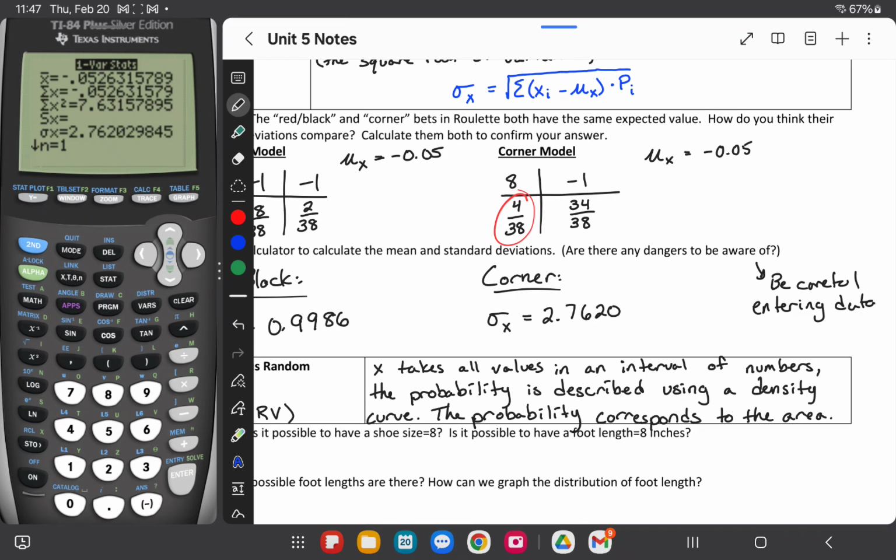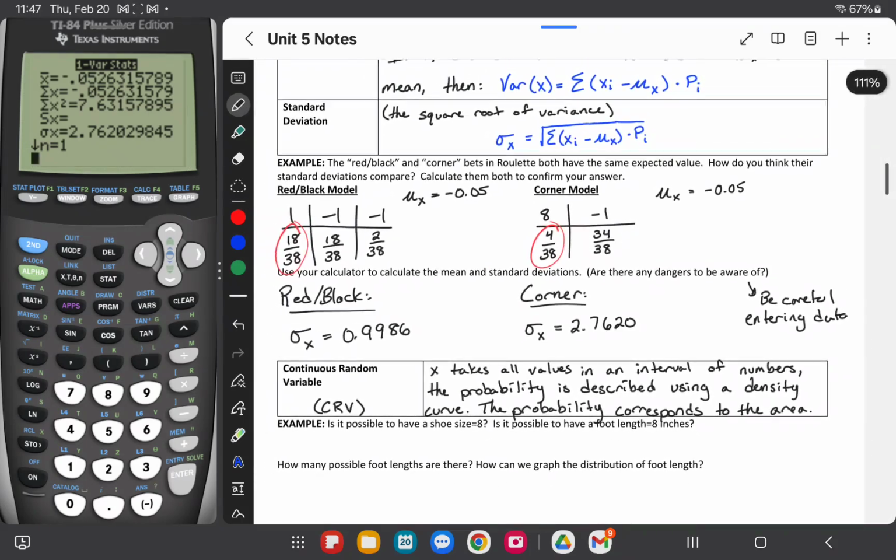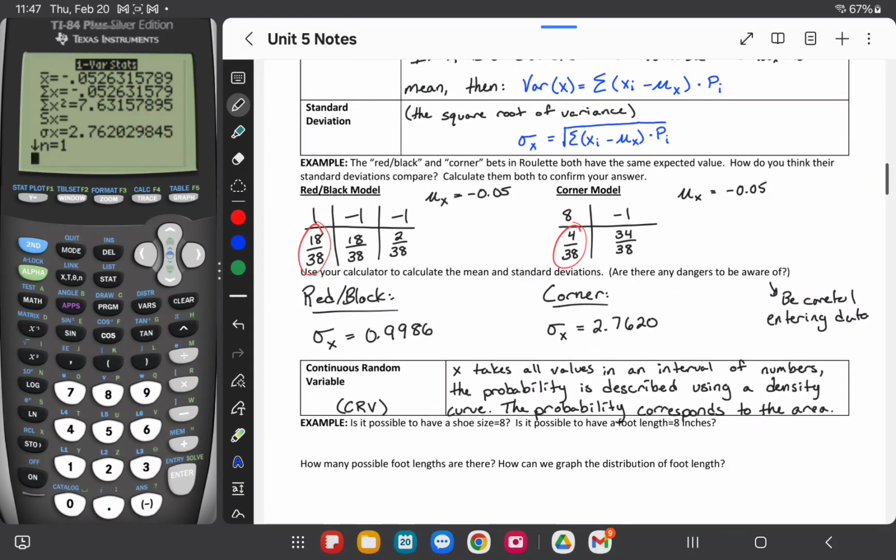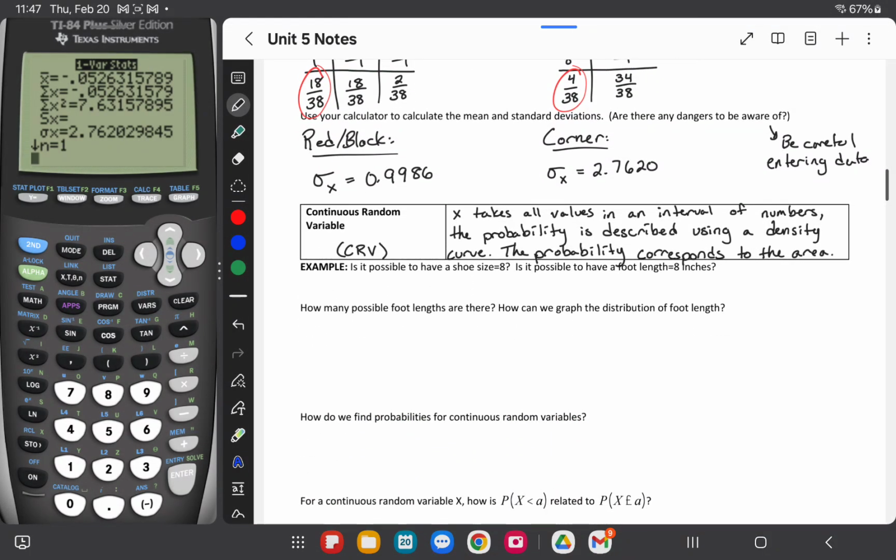So that pretty much wraps up discrete random variables. In this next section, we're going to start to talk about continuous random variables, which are oftentimes abbreviated CRV. This is where X takes on all of the values in an interval of numbers, and the probability is then described using a density curve. So this is getting back a little bit to what we saw in Unit 3 when we talked about the normal distribution.